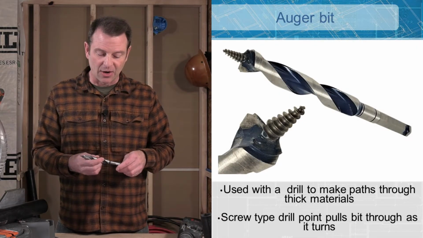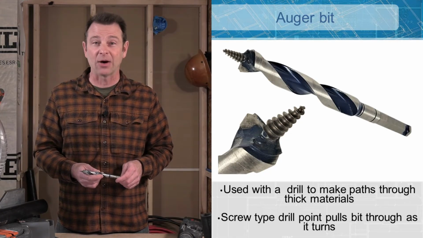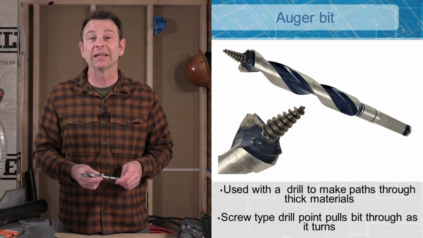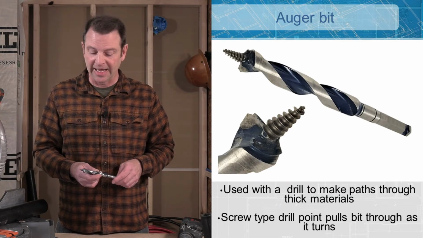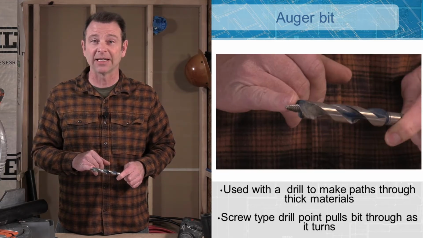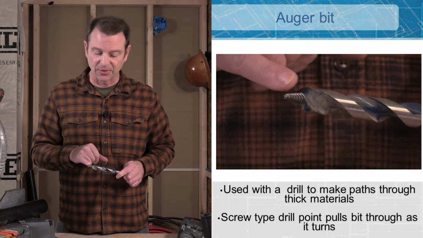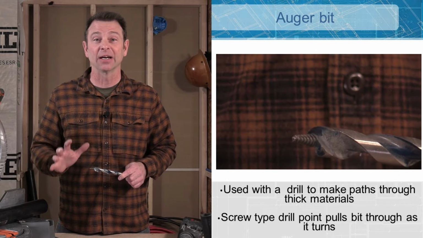I've got here an auger bit, and this one requires more strength or more power from the drill. You would put this in an electric drill or say your whole hog, your right angle drill, and the tip of this tool has a screw point on it. There are threads on it, it's like a wood screw. This is going to feed this bit into that material, and it's going to feed it in very aggressively.